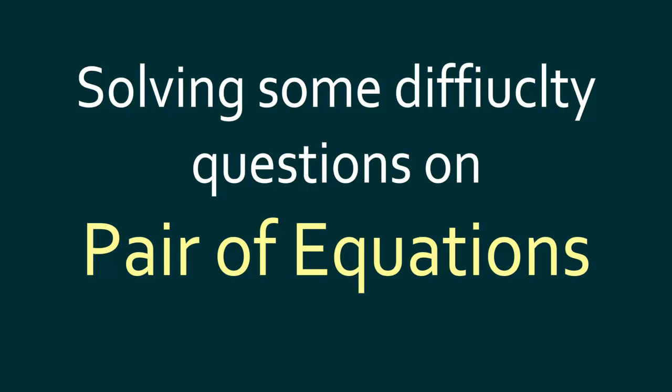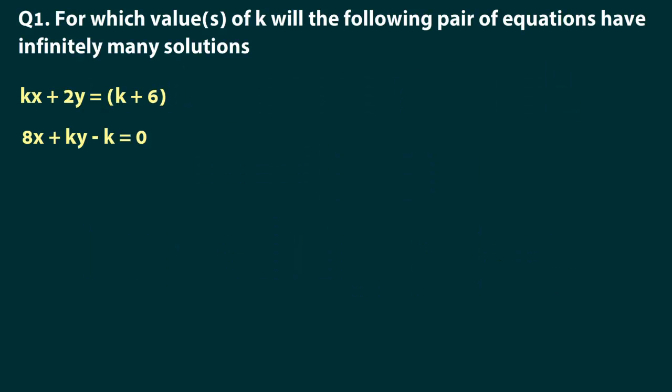Let's take a look at how we solve some of the more difficult questions involving a pair of equations. So let's say we are given a question like this. For which values of k will the following pair of equations have infinitely many solutions? Now, we have a pair of linear equations. We know that each linear equation represents a straight line. So now we have two lines.